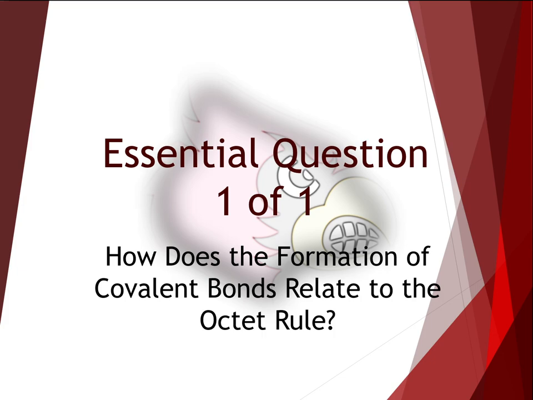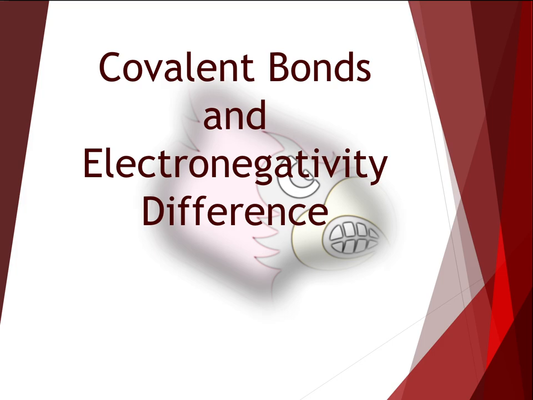This video is for Chemistry in the Earth System, Unit 3.3, Covalent Bonding. Today's essential question is, how does the formation of a covalent bond relate to the octet rule? Our first main idea, covalent bonds and electronegativity difference.